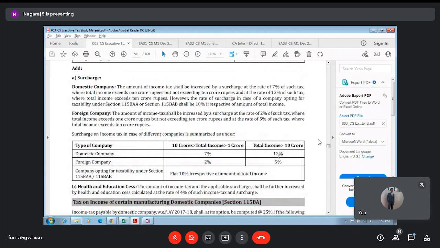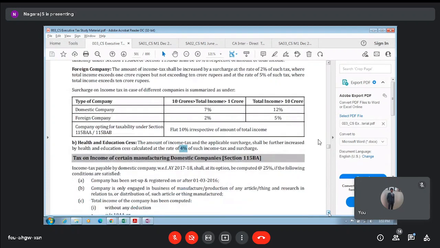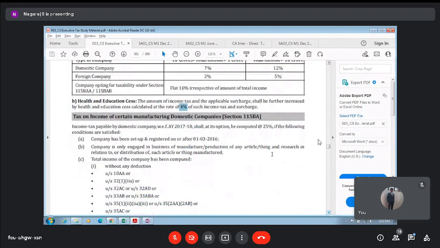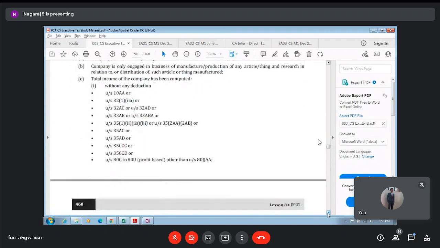See here, they are given. Companies opting for 115BAA, 115BAB, which we saw, the 22% and 25% kind of companies, get a flat 10% surcharge irrespective of their income. Obviously, 4% HEC will be applicable to all companies, on tax plus surcharge. 115BA, I told you. What are all the things they need to forgo?